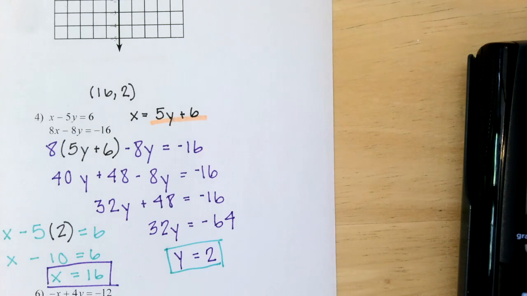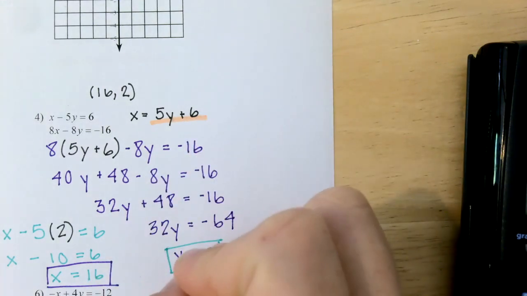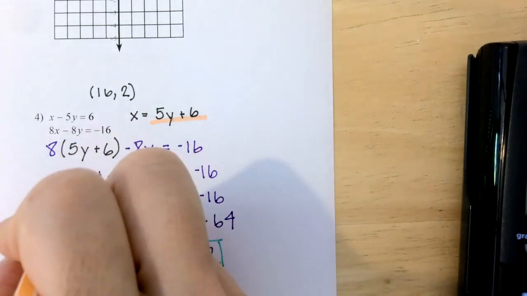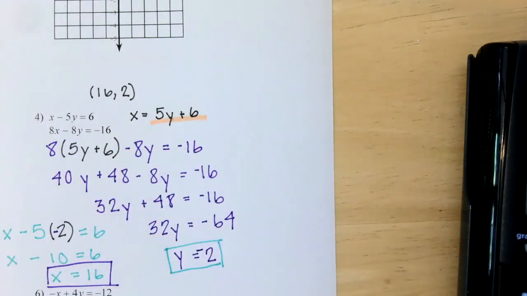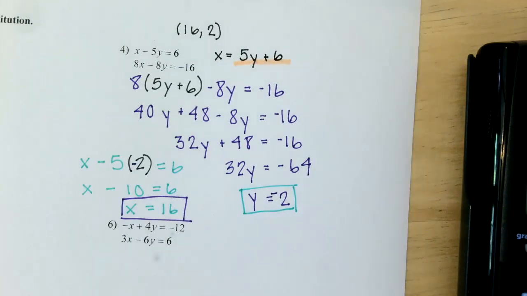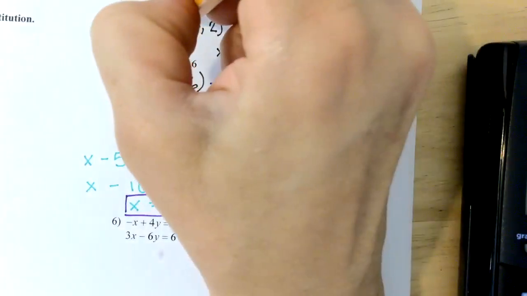32y equals -62. So y is equal to -2. Huh. All right. So that's why that didn't work. So it's always good to check. I'm going to say that it's not the correct answer.